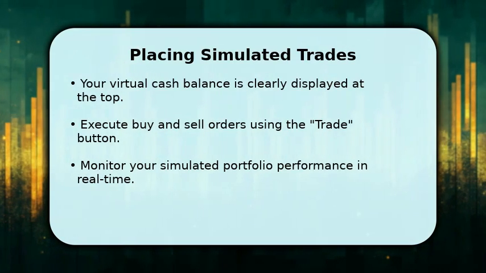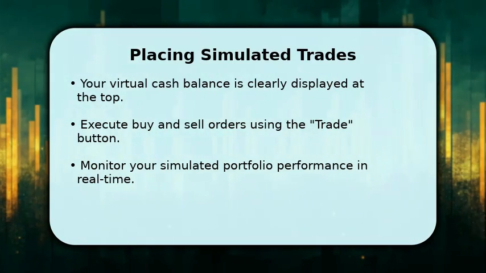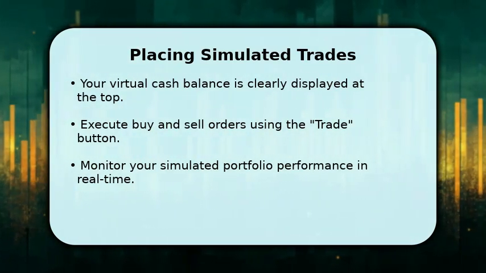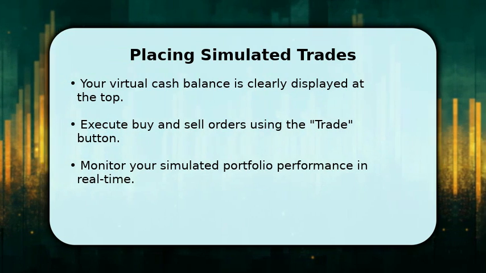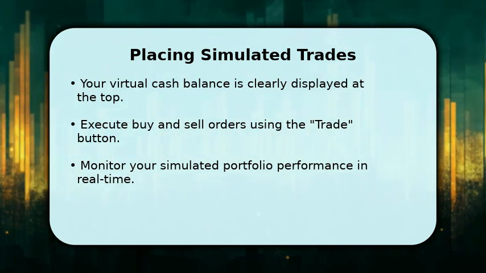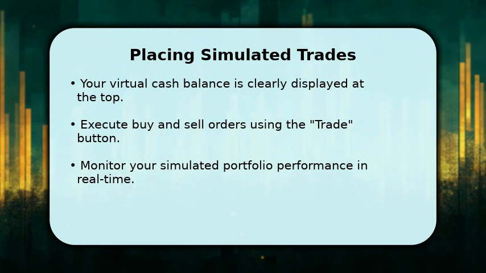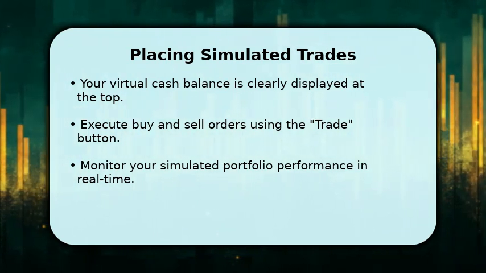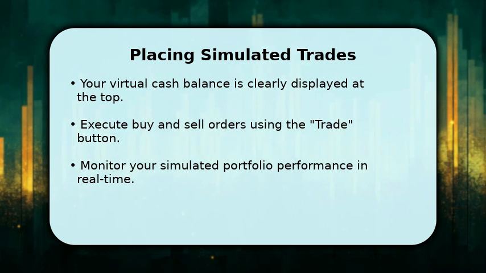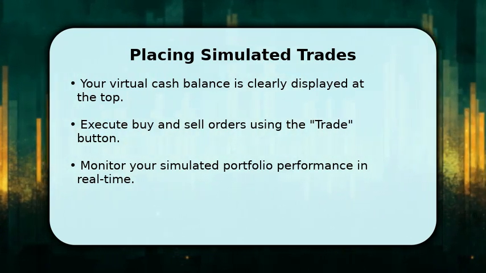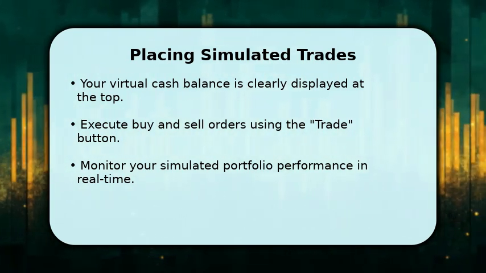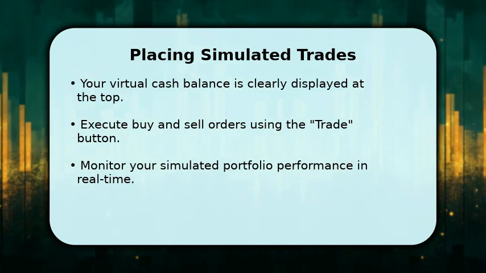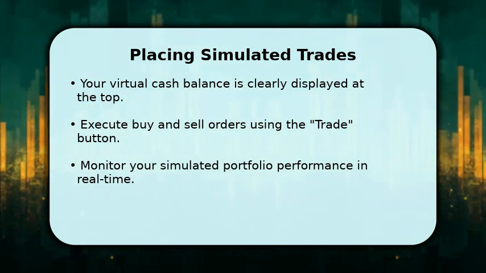Once in paper trading, you'll see your virtual cash balance, typically $1 million, ready for use. To place a trade, search for a stock, then tap the Trade button. You can choose to buy or sell, select your order type, and specify the quantity. Confirm your order, and it will execute in the simulated market. Regularly check your portfolio to track gains or losses and learn from your decisions.